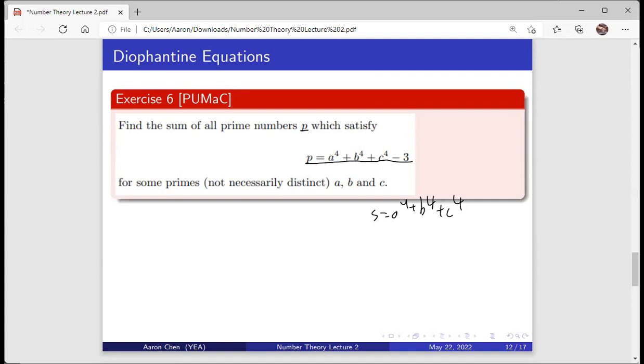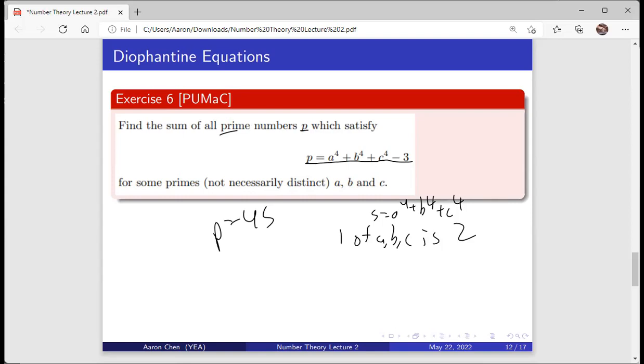At the same time, not all of a, b, c can be equal to 2, and that's because if they were, then p would equal 45, which is not going to work out, because it says prime here. And so that means that exactly one of a, b, c is 2. And so we just want to find the sum of all p.